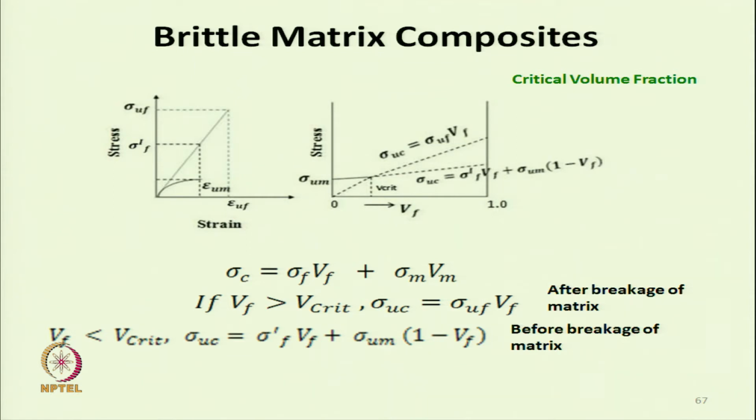So, from these two figures we can calculate the volume fraction for both brittle matrix composite and ductile matrix composite. Here we can see the volume fraction selection is extremely important. We should know the critical volume fraction, and accordingly we have to decide the fiber volume fraction. So, critical volume fraction is important. Based on critical volume fraction, we should decide the proportion of fiber, the fiber volume fraction should be more than the critical volume fraction.